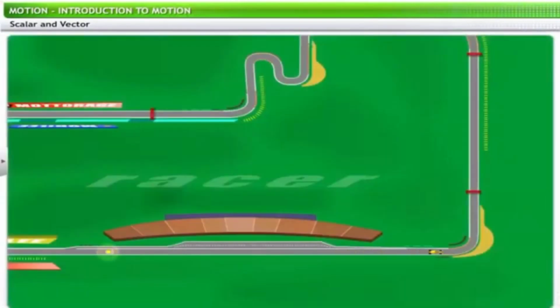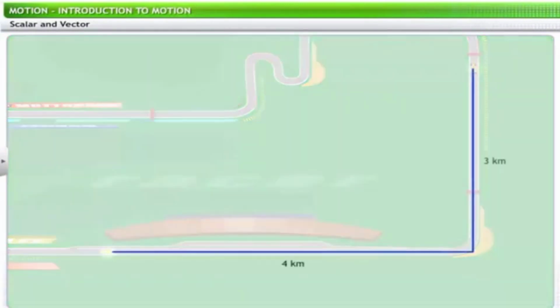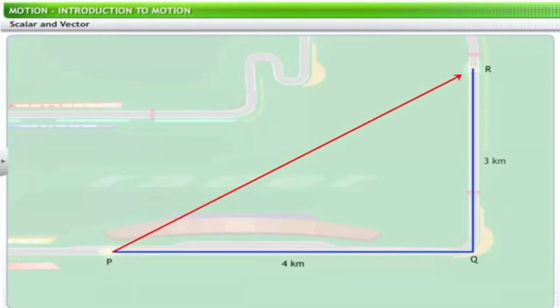Let's look at a car in the race. A yellow car is currently at a distance of 7 kilometers from the starting line. However, if we measure the straight line from the starting line, the yellow car is positioned at a point just 5 kilometers towards the northeast direction. Here, distance of 7 kilometers is scalar, whereas the displacement of 5 kilometers towards the northeast is a vector.